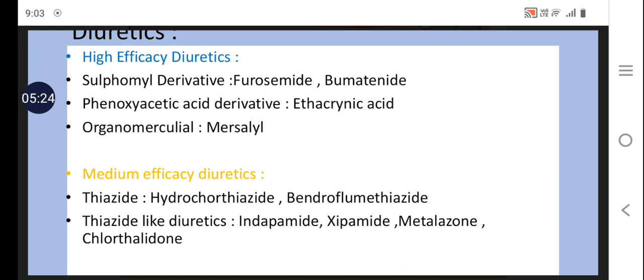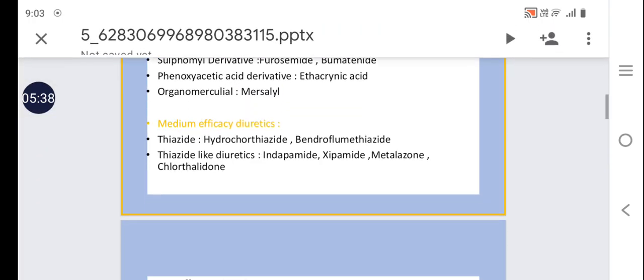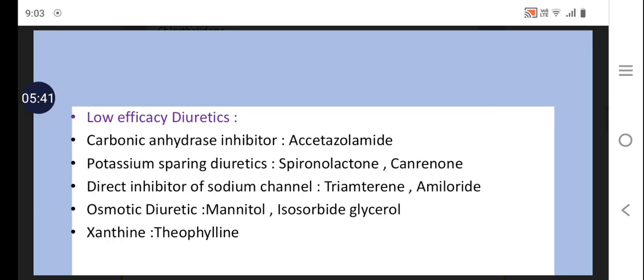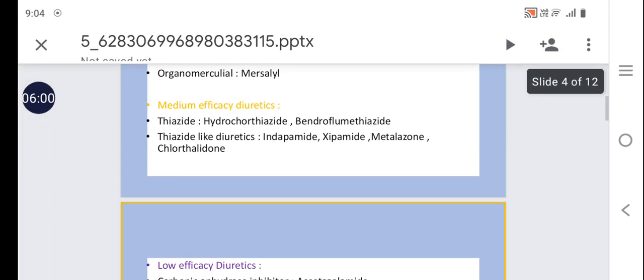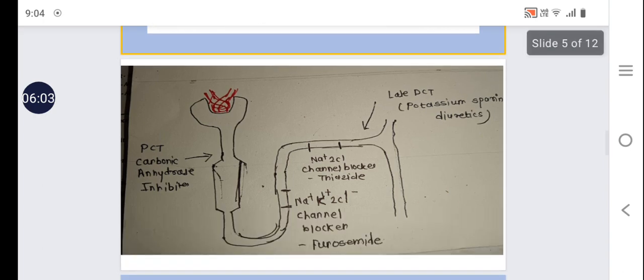The site of action of the loop diuretics is the ascending limb of Henle. The site of action of the thiazide diuretics is the early distal tubule. And the site of action of the carbonic anhydrase inhibitors is the proximal convoluted tubule. In the case of potassium sparing diuretics, their site of action is the late distal tubule. And osmotic diuretics act on the descending limb of Henle. So this is about the site of action of these diuretic class drugs.